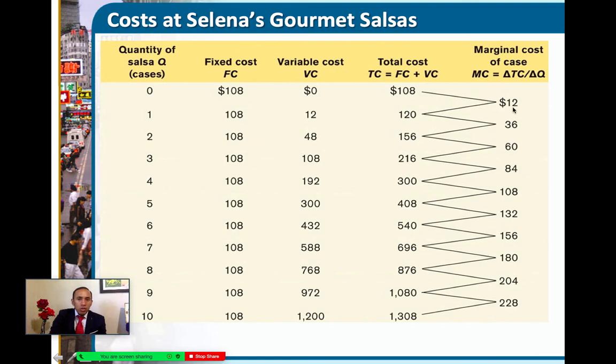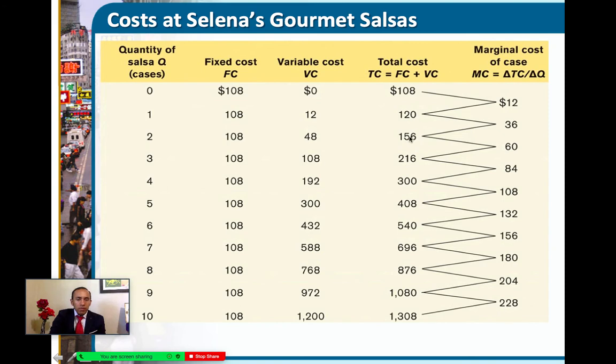If you look at the marginal cost for each case, if you go from 0 to 12, you already have a fixed cost of 108, but you just want to know how much is that quantity going to cost you. So you go from 108 to 120. At the margin, the first case costs you 12. At the margin, from 1 to 2, your cost increases or your cost changes, the change in total cost, from 120 to 156.